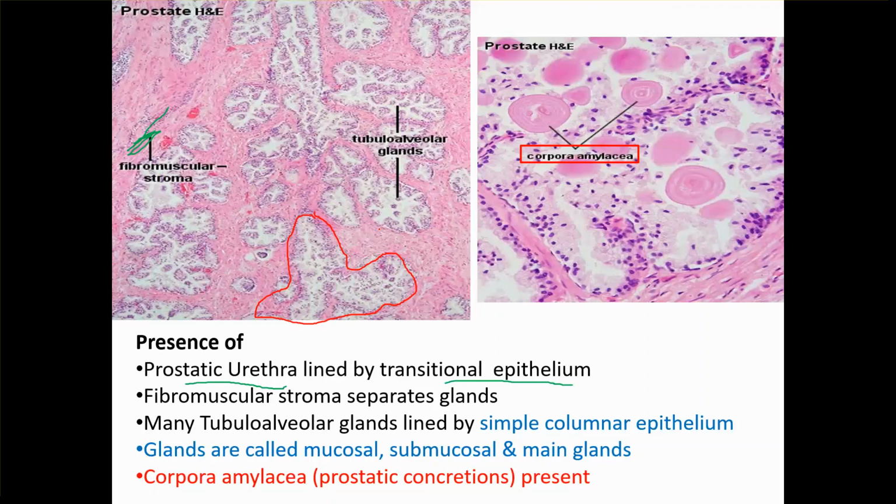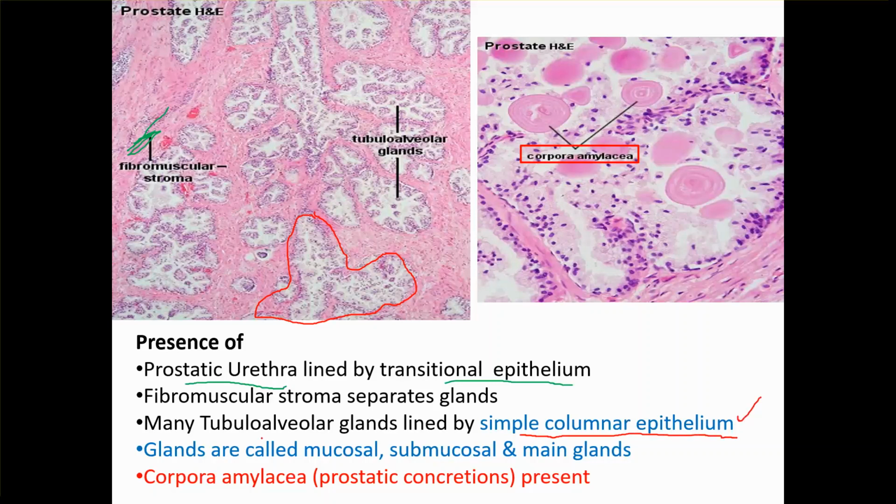Now in pathology sections, they may talk about an increase in the fibromuscular stroma, so there is thickness of the fibromuscular stroma. Then the tubuloalveolar glands get narrowed, or there's an increase in the number of tubuloalveolar glands. So you can notice all these changes. So identify the normal anatomy and normal histological section, then you will be able to appreciate the abnormal. The tubuloalveolar glands are lined by simple columnar epithelium.